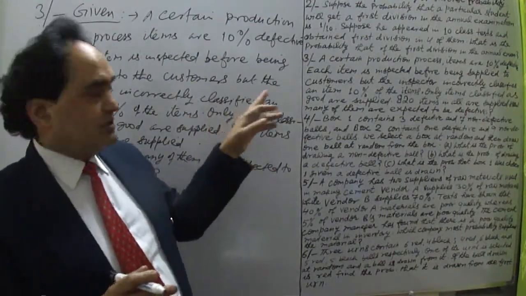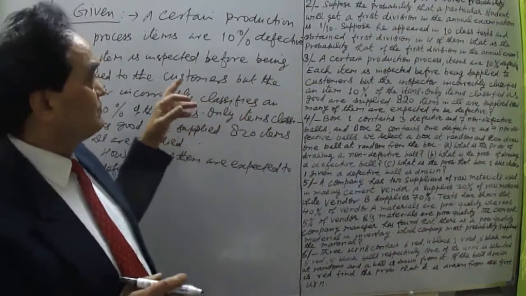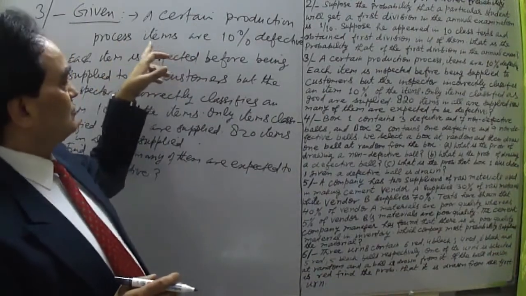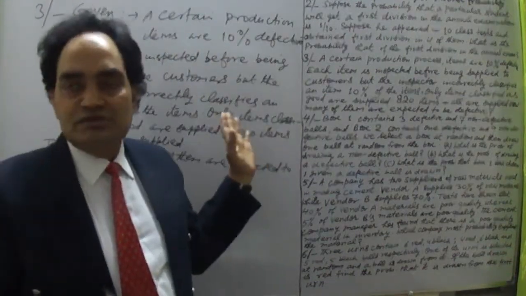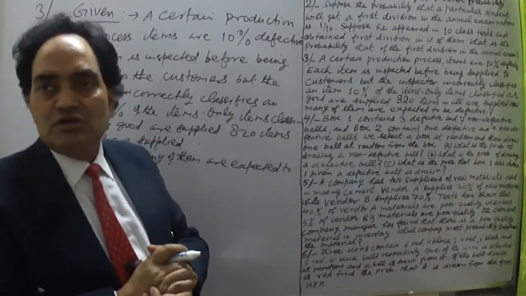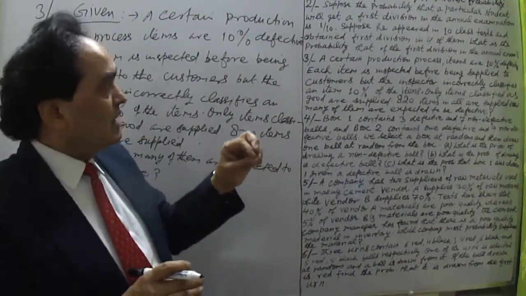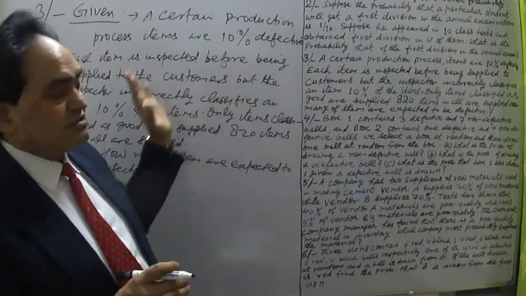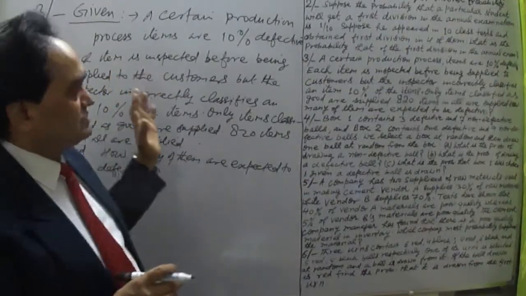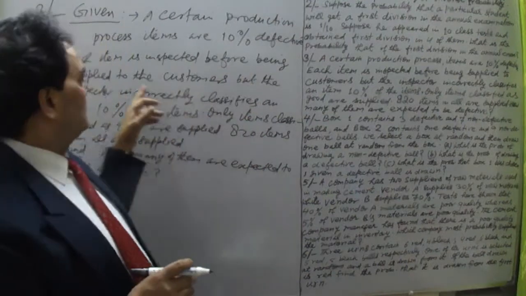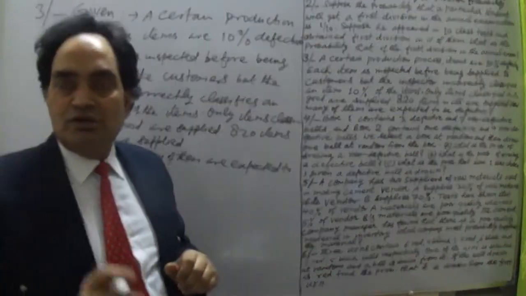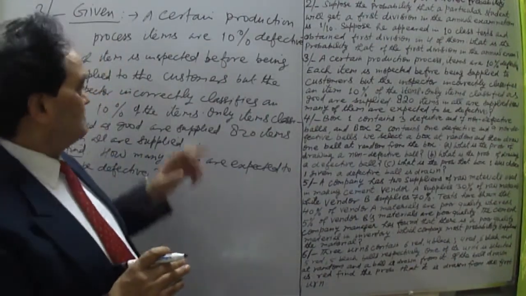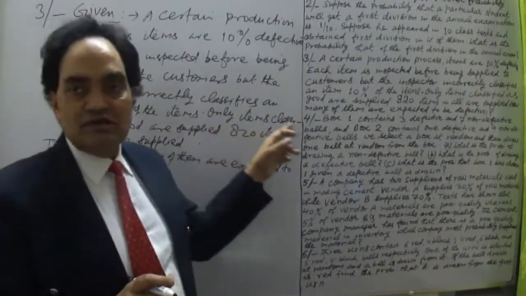Now I am taking question number 3. It says, in a certain production process, 10% of the items are defective. Each item is inspected before being supplied to the customers, but the inspector incorrectly classifies.